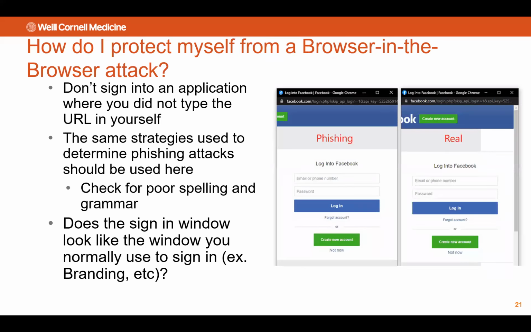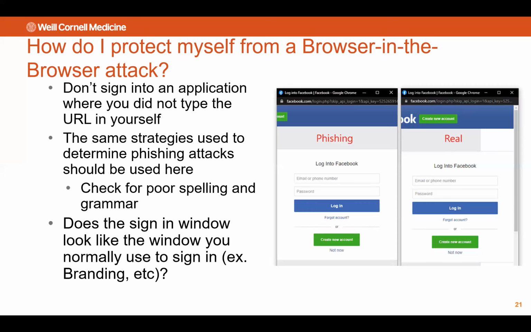So how do you protect yourself from these kinds of attacks? Don't sign into an application where you did not type the URL in yourself. Similar to phishing emails, if you get an email from your bank saying your account's been compromised, you should go to the bank's website as opposed to clicking that link. Same thing for applications here. If you're clicking a link and it asks you to sign into Facebook, actually go to Facebook's URL as opposed to just clicking a link that says you're going to be signing into Facebook. The same strategies used to determine phishing attacks should be used here as well.